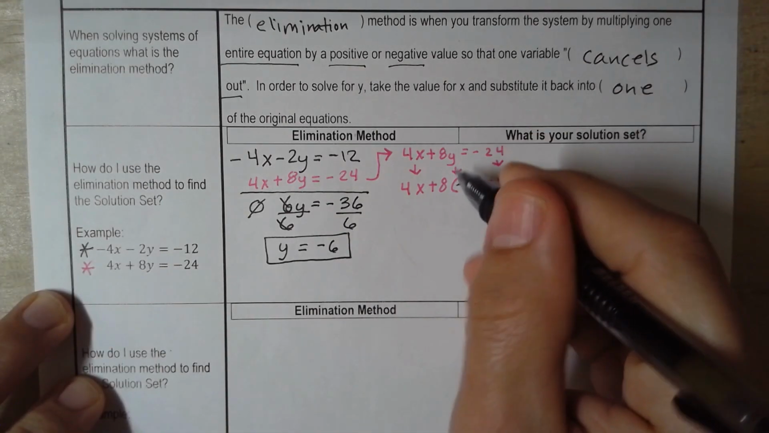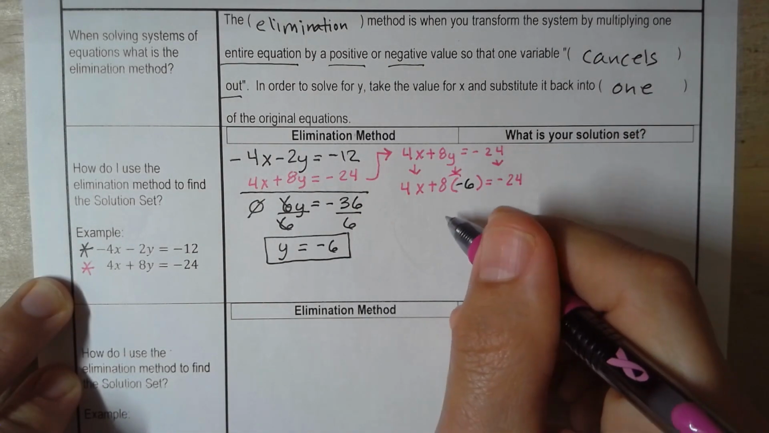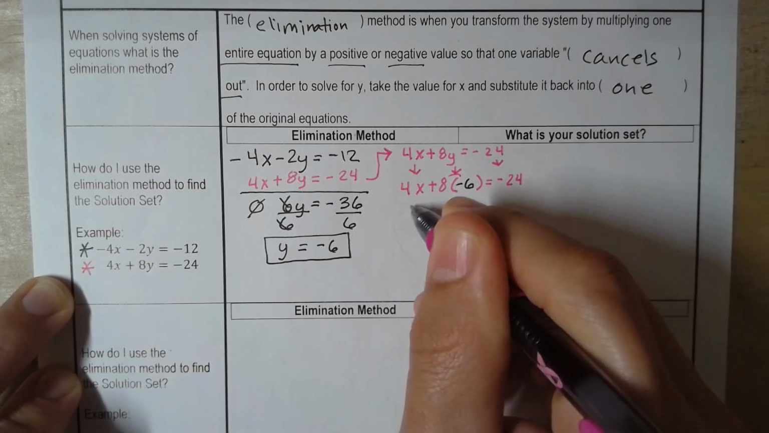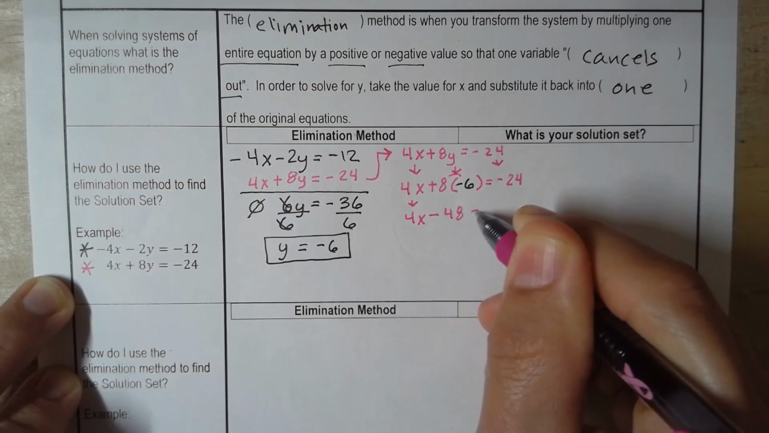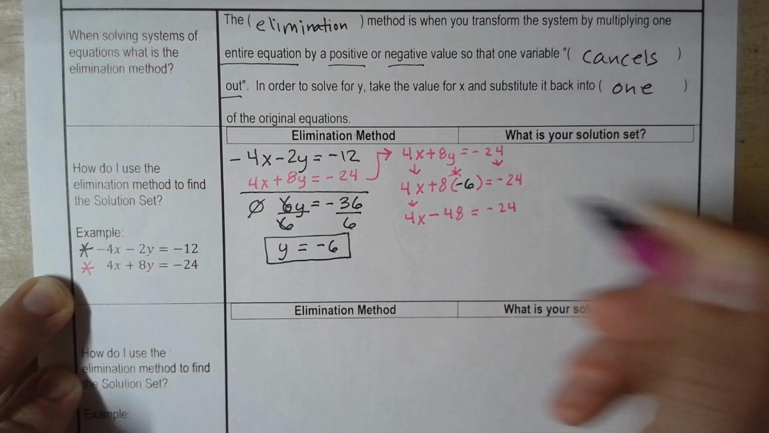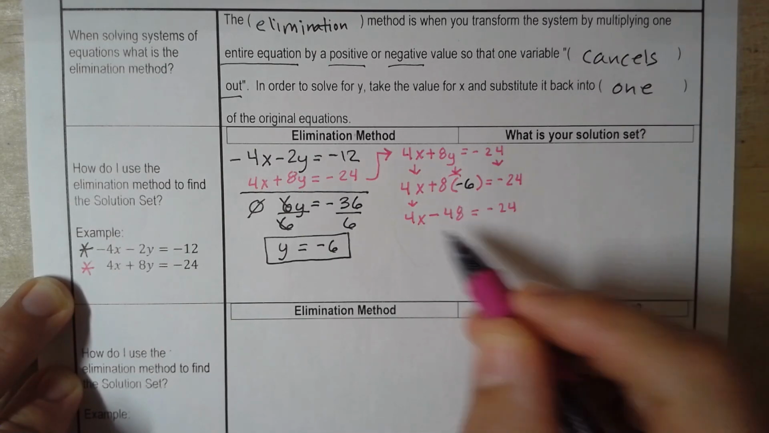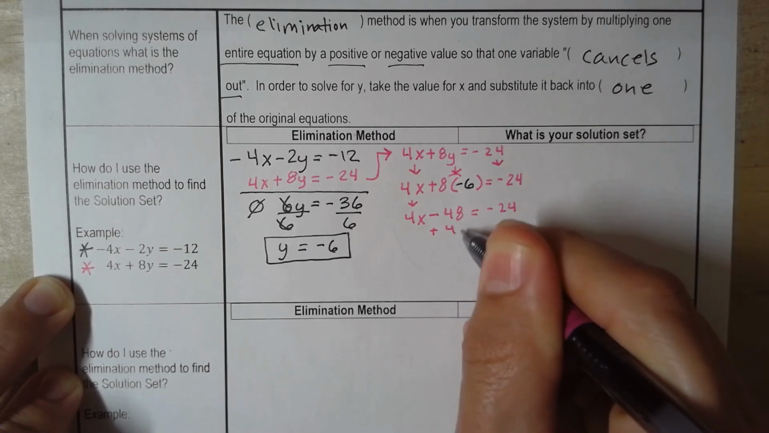So if I multiply my 8 times my negative 6, that's going to give me a negative 48. I'm going to bring down my 4x, haven't done anything to it yet. Bring down my equal sign, my negative 24. So now what I want to do is move all my constants to the right because I want to isolate my variable x. So I'm going to add 48 to both sides.